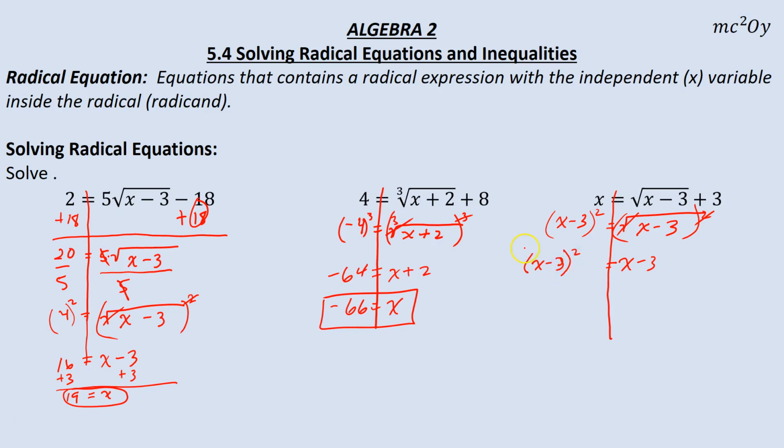quantity squared. Remember, x minus 3 quantity squared means x minus 3 times x minus 3, which is actually x squared minus 6x plus 9. If you're wondering about that, that's what I'm doing right there. So that's the next step: I'm going to multiply that out and get x squared minus 6x plus 9. I do that so I can actually move this 3 and this x over.